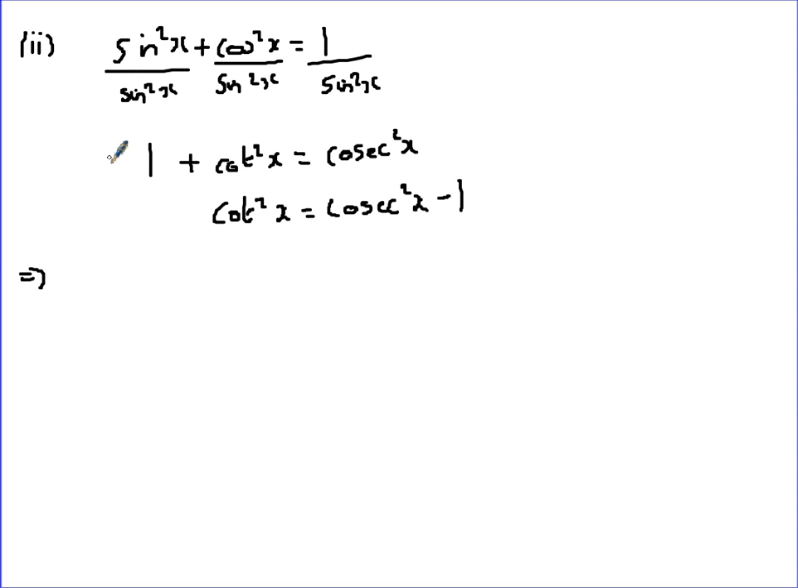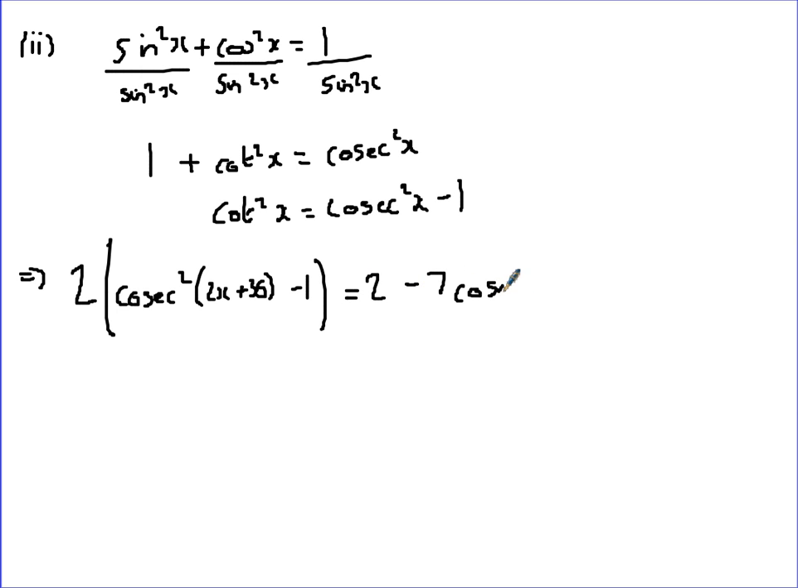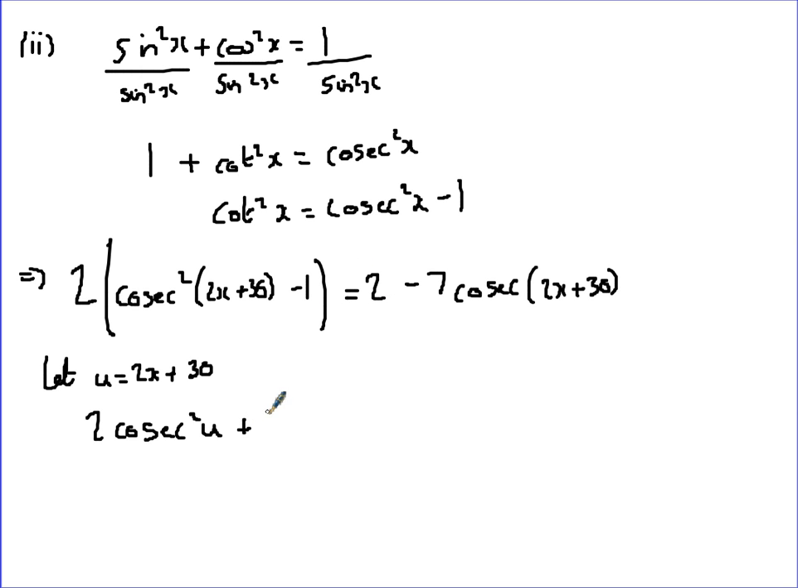So that then implies in this big equation that, instead of saying cot x, we're now going to say two lots of cosec squared (2x + 30) minus 1 on that side equals 2 minus 7 cosec (2x + 30). In terms of making this more straightforward, I'm going to let u at the moment equal 2x + 30, just to simplify things down. At the same time, I'm going to times this bracket out, so 2 cosec squared u, this gives you minus 2, and we're going to take this side over first, so it's plus 7 cosec u.